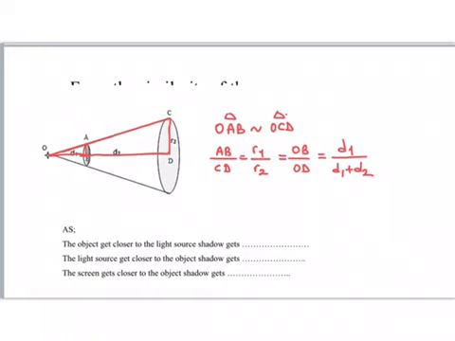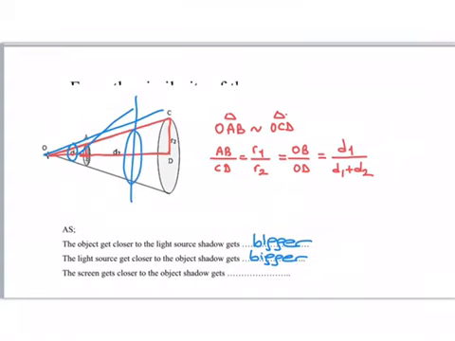So as the object gets closer to the light source, the shadow gets bigger. As the light source gets closer to the object, again the shadow gets bigger. As the screen gets closer to the object, the shadow gets smaller.